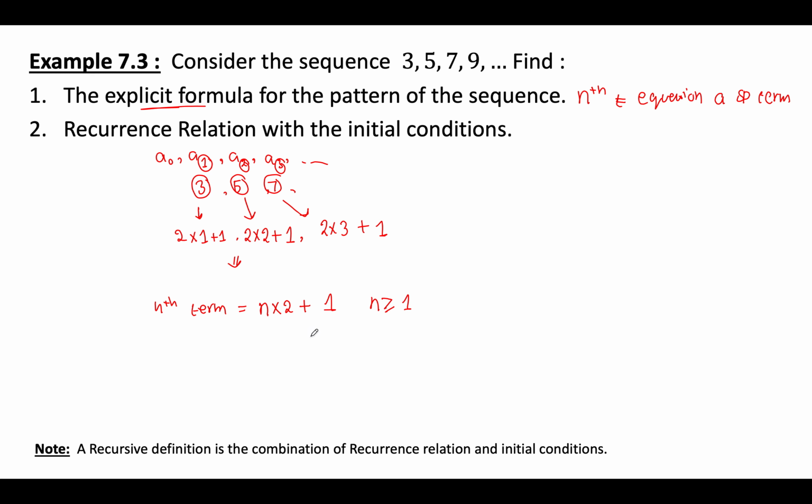Okay, so the explicit formula, or the nth term, as usually represents the relation between the position of the term and the value of it. Okay, now let's move to the recurrence relation and the initial condition. I've got the sequence as 3, 5, 7, 9. And all I need to do is find what is the relation between this term and this term, and between this, and so on.